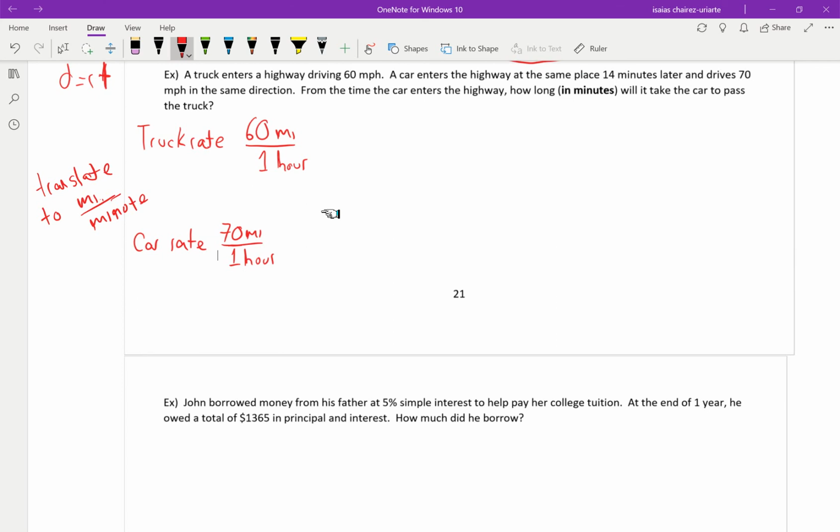Okay. So in order to transform to miles per minute, I want to get rid of the hours down here. I'm going to introduce kind of like a translator. I'm going to say that 1 hour is 60 minutes, and I'm going to multiply by my rate. So then this cancels with that. 60 over 60 just ends up being 1 mile over 1 minute.